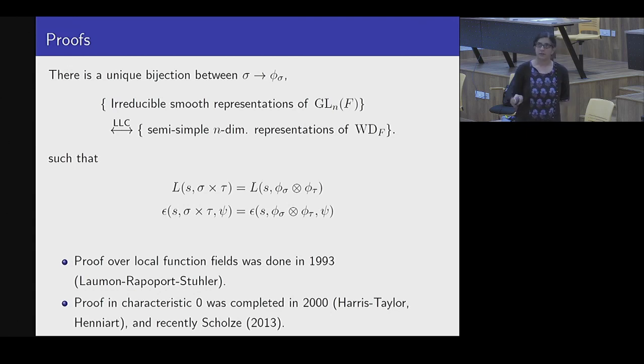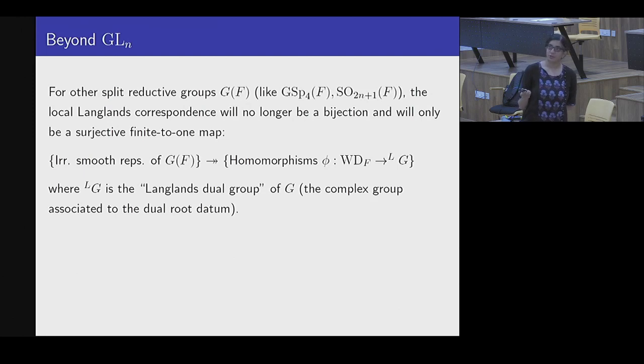So then, what can one say beyond GL_N? I'll still work with split reductive groups. For other split reductive groups, the local Langlands correspondence is no longer a bijection. It's only a surjective finite-to-one map, and it partitions the space of irreducible representations of G(F) into what are called L-packets, and there is a way to parameterize representations in a given L-packet. But here I work with irreducible smooth representations of G(F).